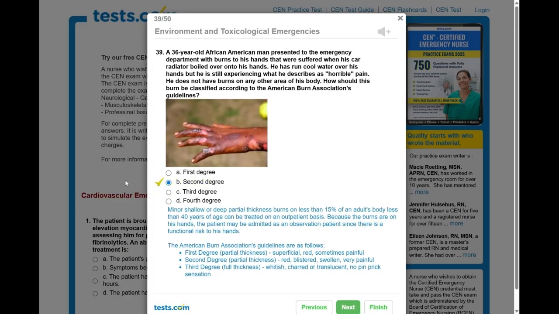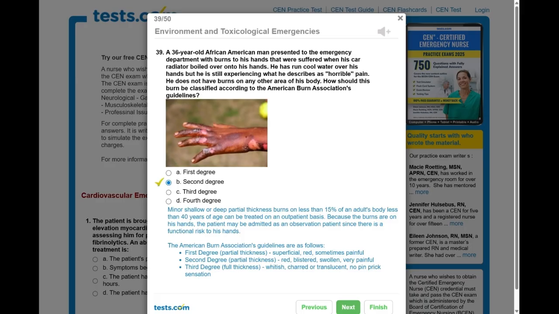B. Second degree. Minor, shallow, or deep partial thickness burns on less than 15% of an adult's body, less than 40 years of age, can be treated on an outpatient basis. Because the burns are on his hands, the patient may be admitted as an observation patient since there is a functional risk to his hands.